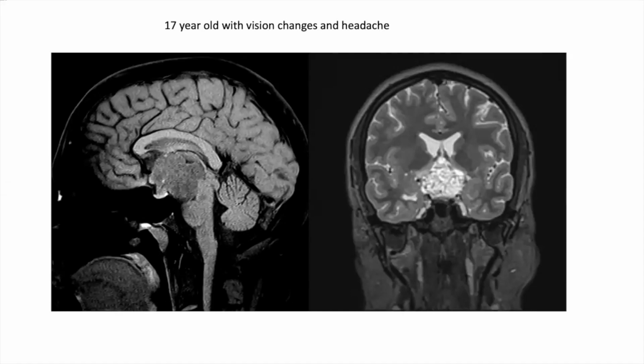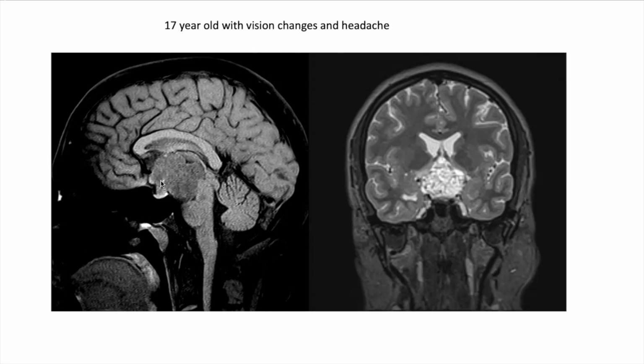This is a 17-year-old who has vision changes and headache. As we look at the scan, the first thing I want you to recognize is that we can see the normal pituitary here at the bottom of the tumor. Once we've seen a separate pituitary gland, you can put to one side the notion that you're looking at a pituitary adenoma. Now we're going to start to think about other tumors that arise in the suprasellar space.